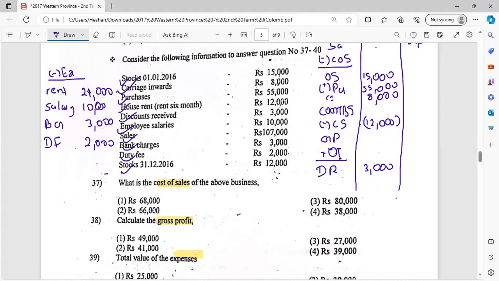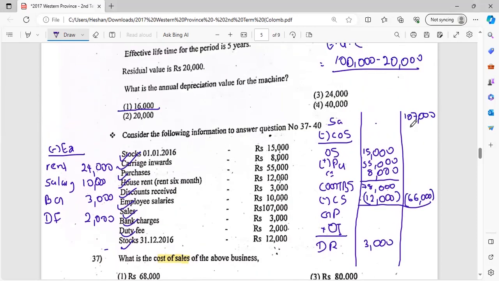First of all, what we need to do is calculate the cost of goods to be sold. 15,000 plus 55,000 plus 8,000. Is it 78,000? Am I correct? Yes. From 78,000, we need to deduct 12,000. It's 66,000. When we deduct 66,000 from 107,000, it's 41,000. Gross profit 41,000.